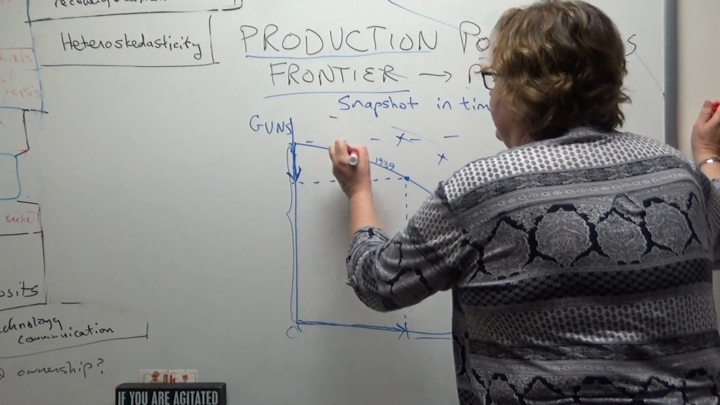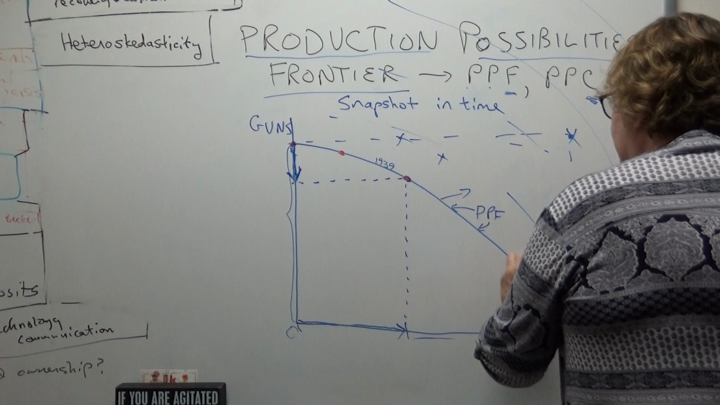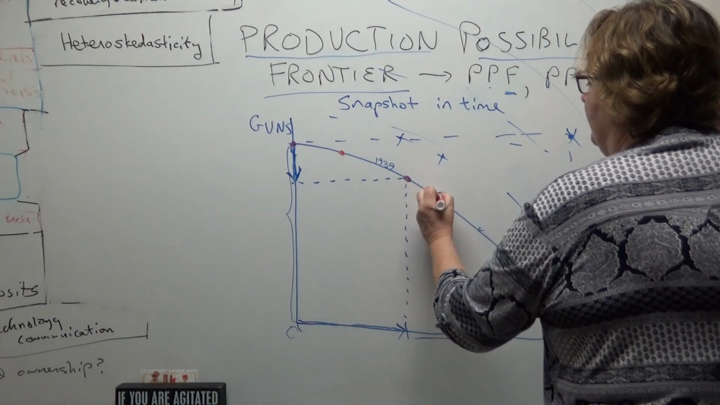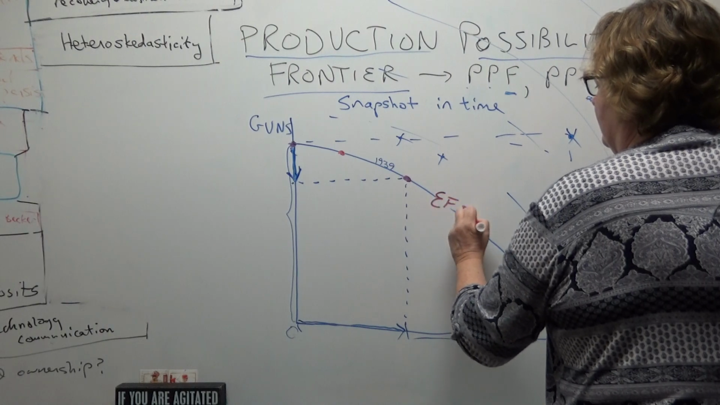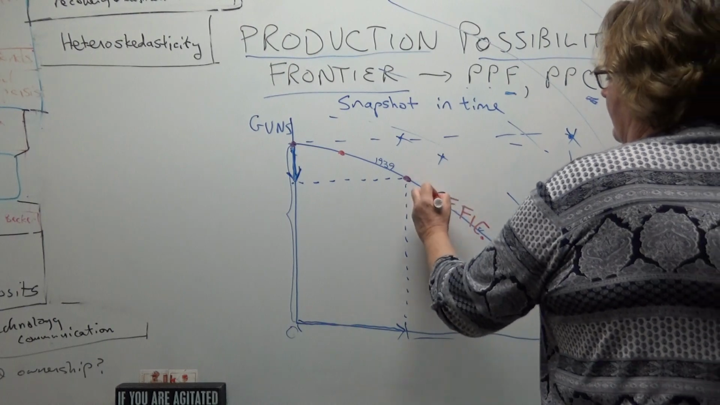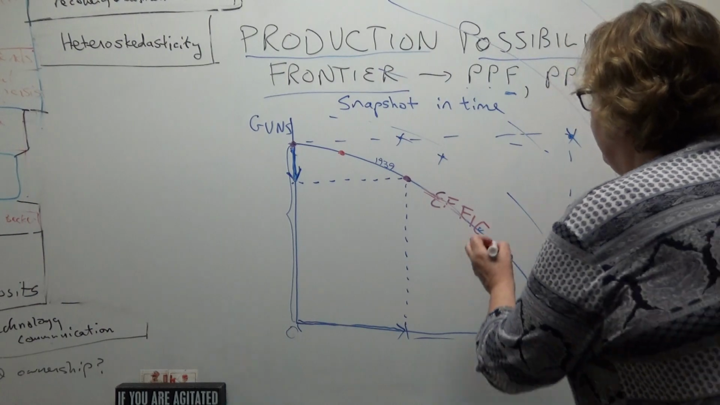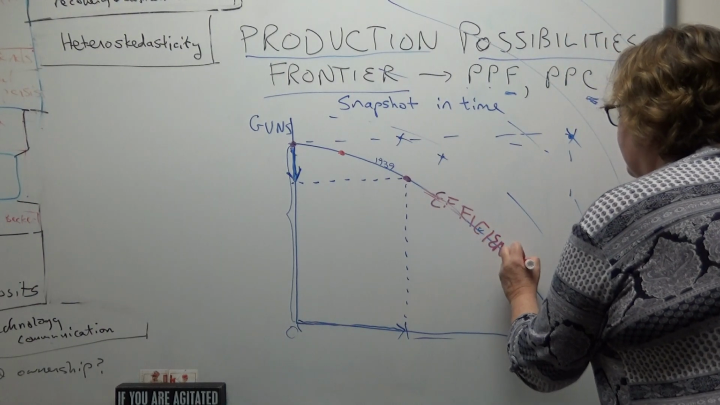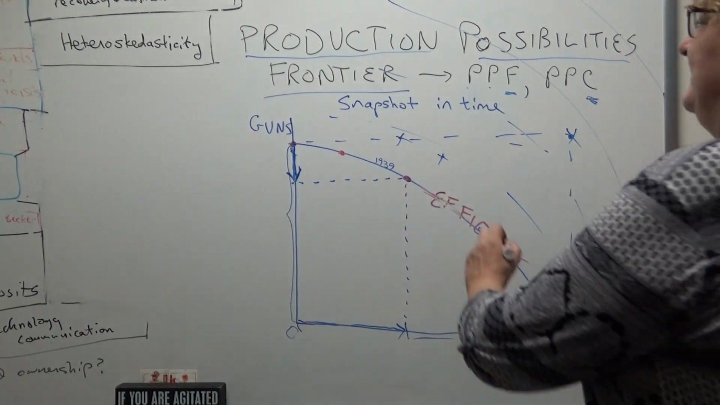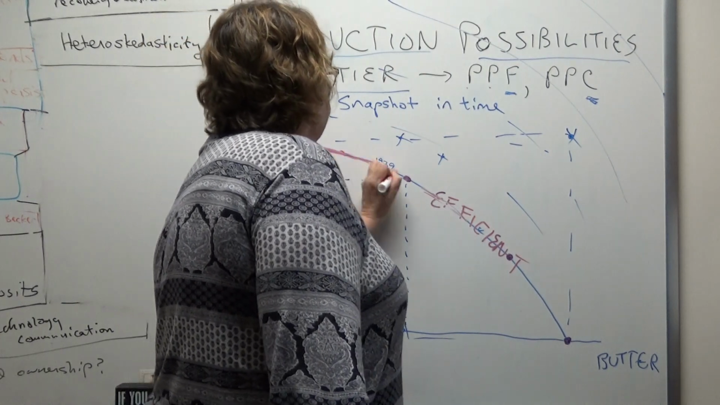A point on this, the corners included, any of these points, we would say that they are efficient. They are efficient if they're on the curve. Well, let me write it all out so you get it in your notes. Efficient. So this curve, as I drew it, is efficient.